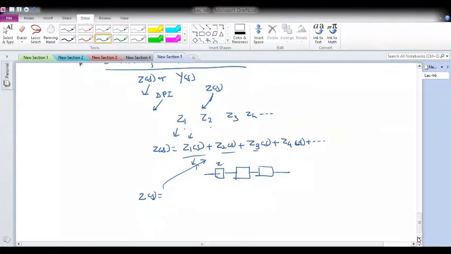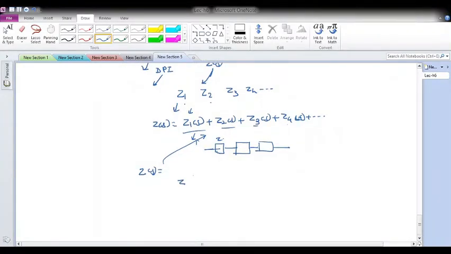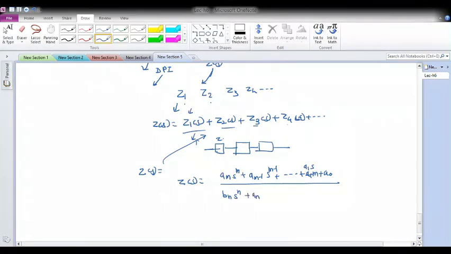For example, what I mean to say is, if I have Z of S, the polynomial in the numerator is am s raised to m plus am minus 1 s raised to m minus 1, like this, plus a1 s plus a0. Similarly, in the denominator, bn s raised to n plus bn minus 1 s raised to n minus 1, like this, plus b1 s plus b0. So now you have to break it up.